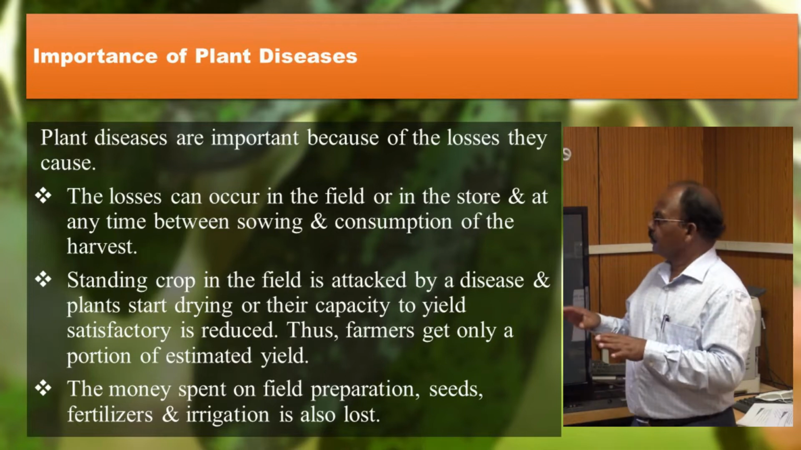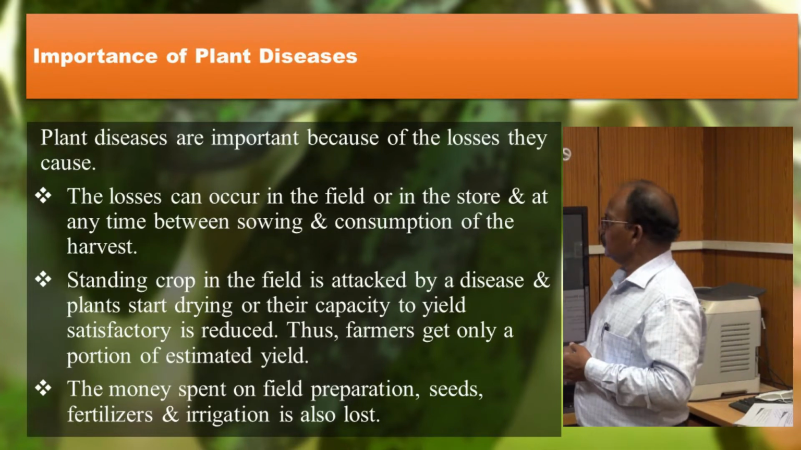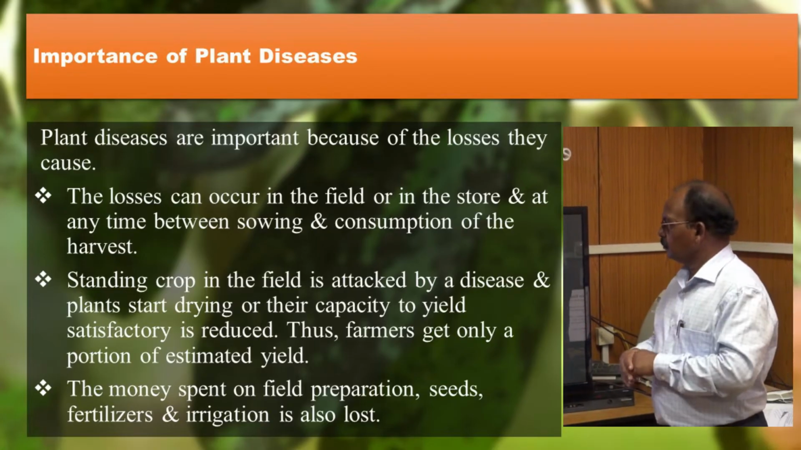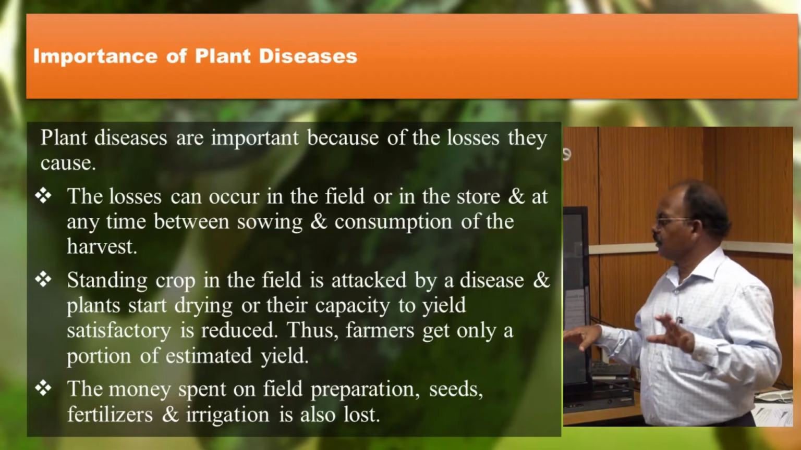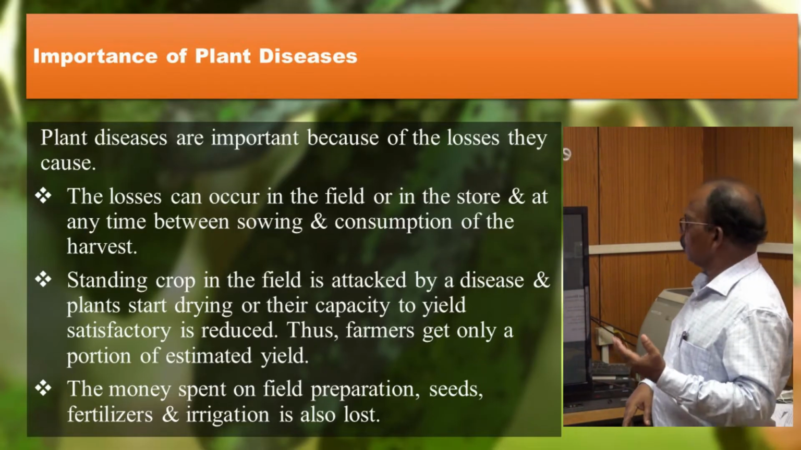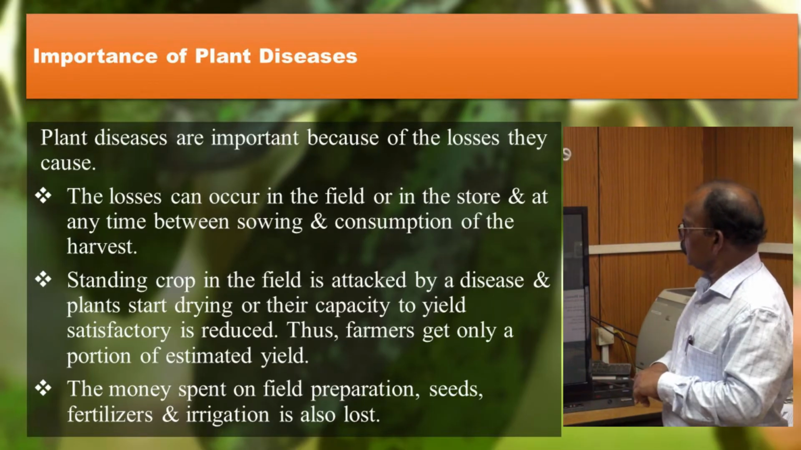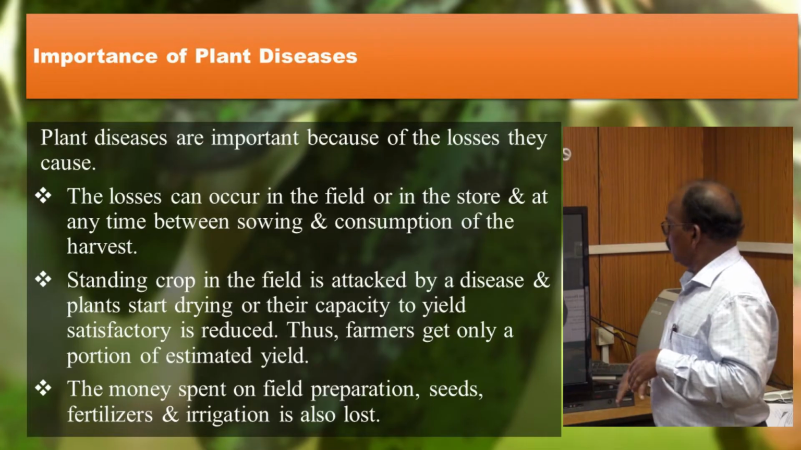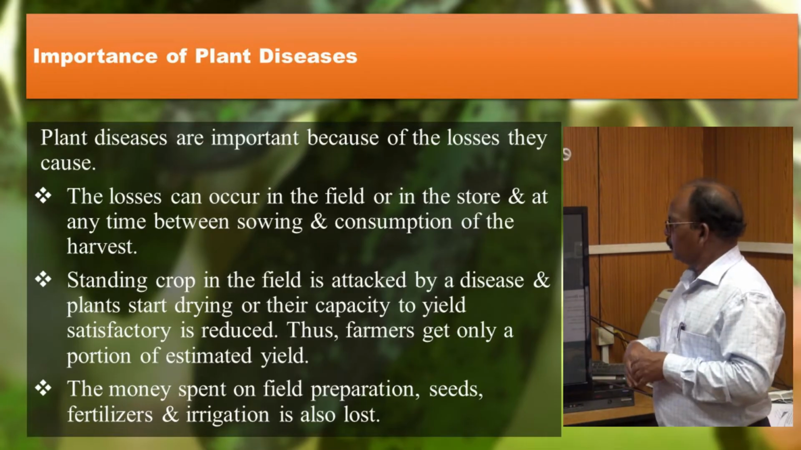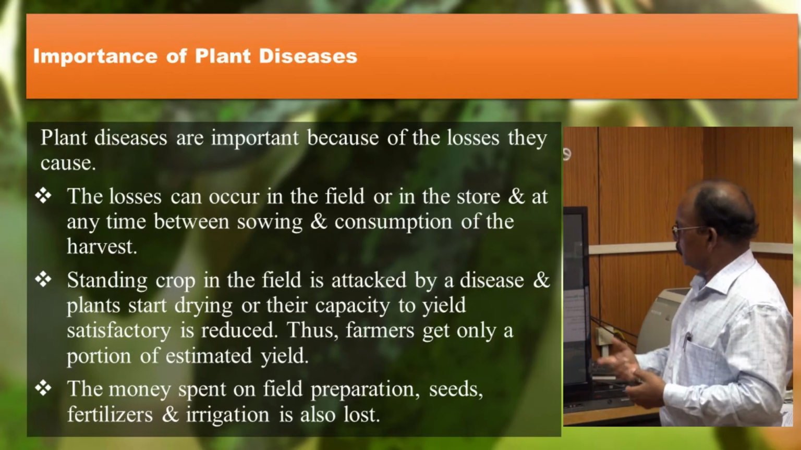Now come to the importance of plant diseases. What are they? Why are plant diseases important? Plant diseases are important because of the losses they cause. These losses can occur in the field or in the store or any time between the sowing and consumption of the produce. The disease also occurs in a standing crop and plants start drying or their yield capacity is reduced.